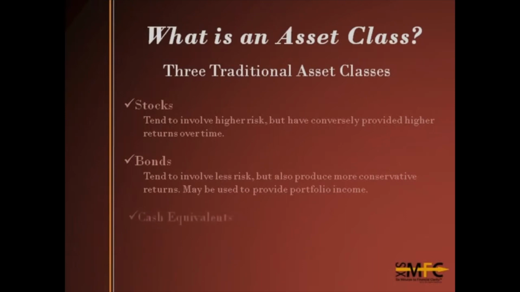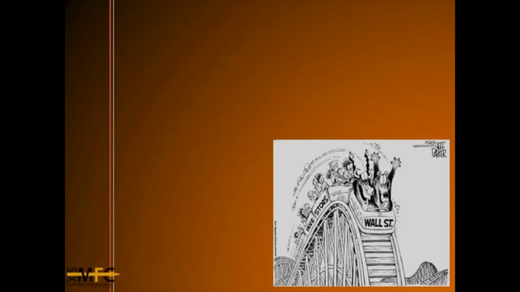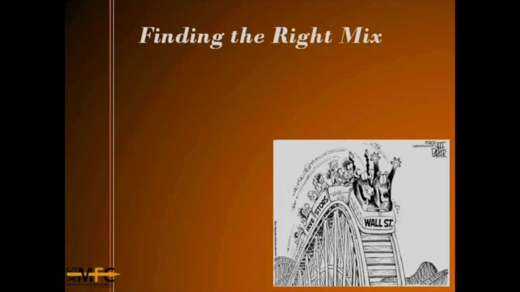Then there are cash equivalents. Now, cash equivalents could be your money market accounts, the CDs, savings accounts. They tend to be the least risky and thus provide the most conservative returns. They're used mainly to hang on to principal and to give some income also down the road. The magic, of course, is finding the right mix of these asset classes.